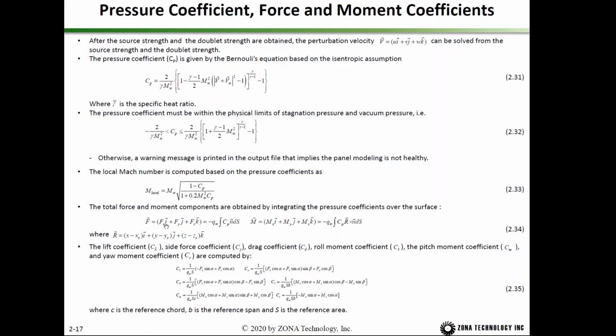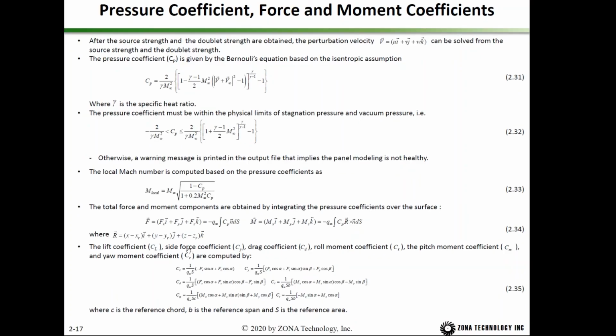But this force and moment are in the so-called wing axis. Then we have to calculate the lift, side force coefficients, drag, roll moment coefficients, pitch moment coefficients, and yawing moment coefficients in the body axis. Where C here is the reference chord, B is the reference span, S is the reference area. That's the end of the section.